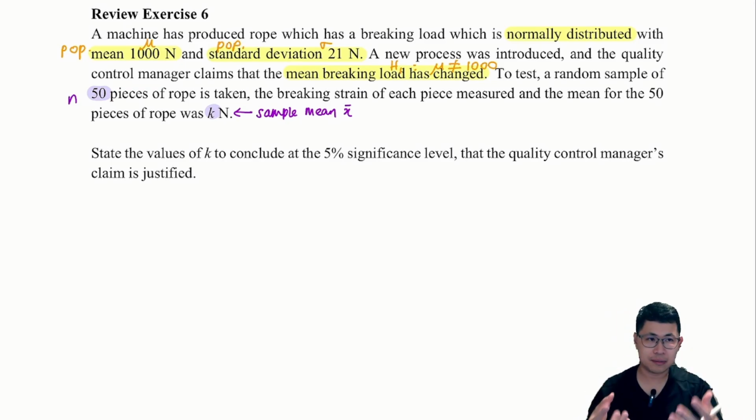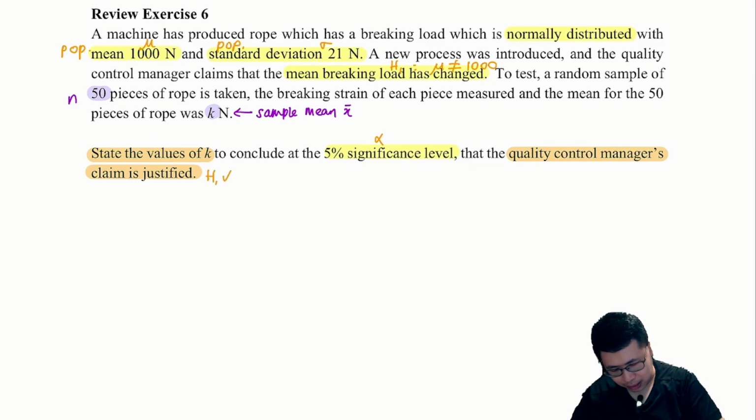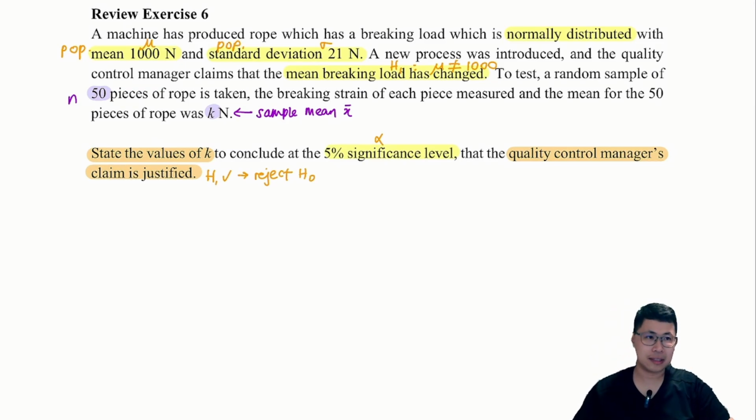So it means we are going to work backwards to get our sample mean to conclude at the 5% significance level that our quality control manager's claim is justified. Okay, so this claim is justified. Now this one over here refers to the H1 being accepted, so it means that we are looking to reject our null hypothesis. Okay, so this is the idea that we're going to get from this question, and let us now put every piece into the actual working.